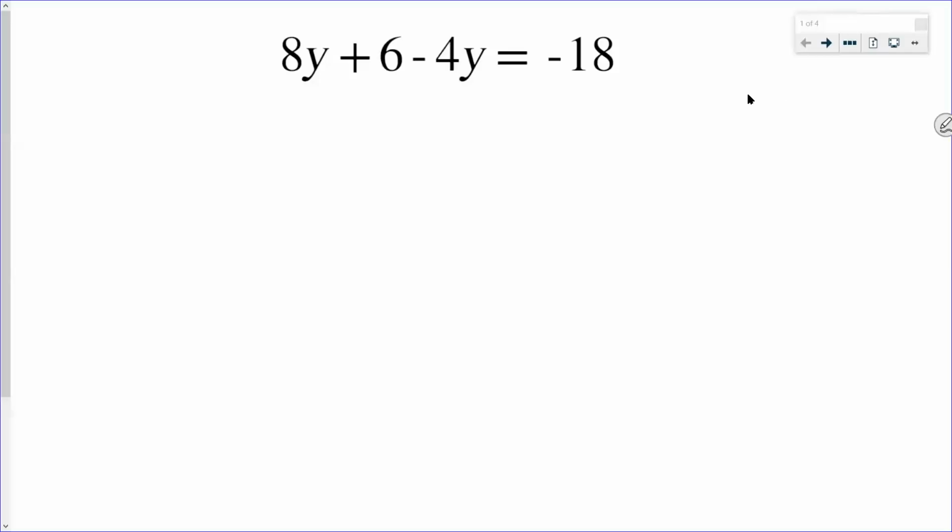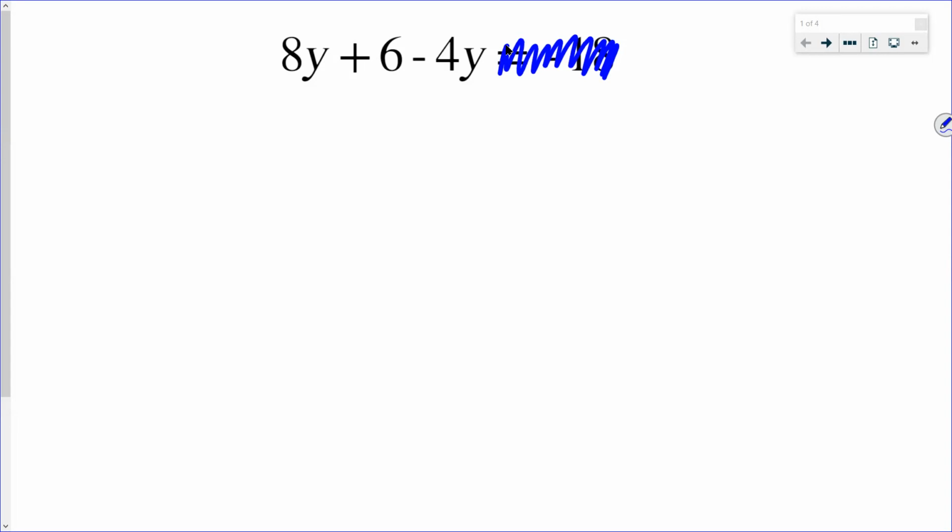If we cover up the equals negative 18, I know you guys can't see my hand on the screen, but I'm kind of covering up equals negative 18. I basically have an equation where we need to combine like terms. Are there any like terms here I need to combine?